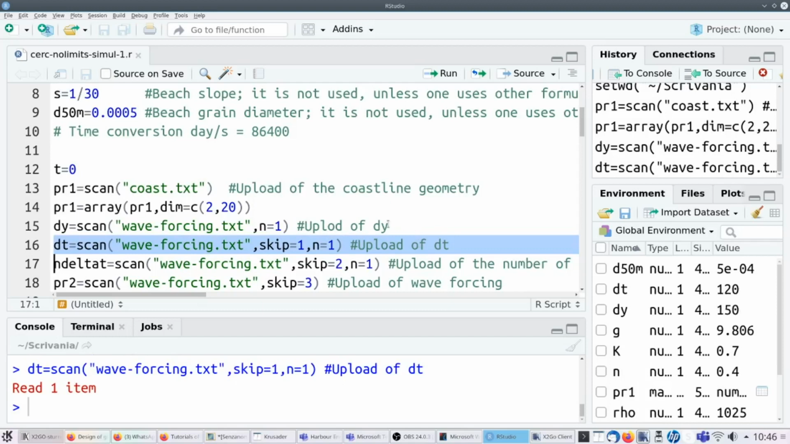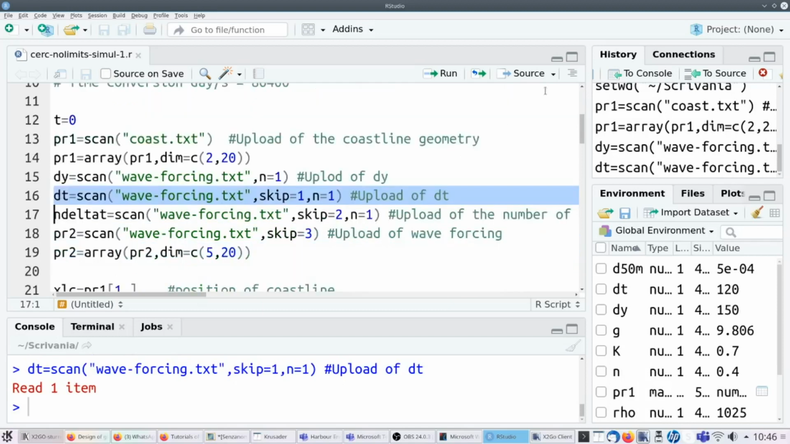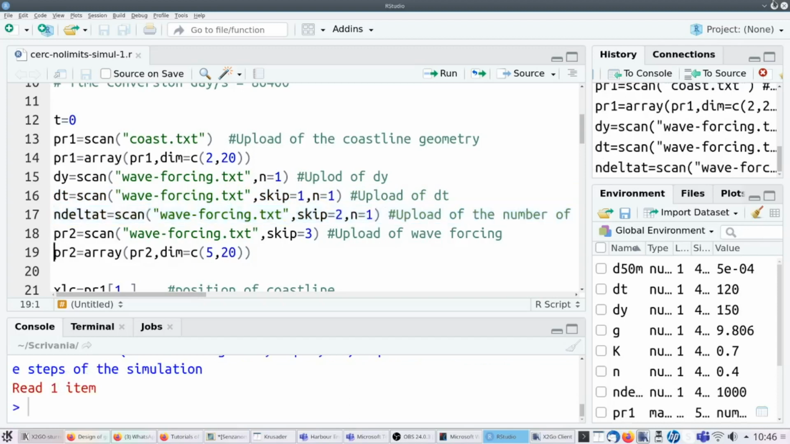dt is the time step. And then there is the number of the simulation, and delta t. Very good. I am just selecting one line each time and pressing Ctrl plus Enter.